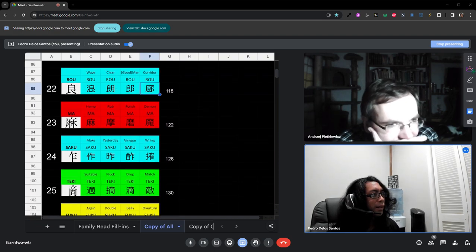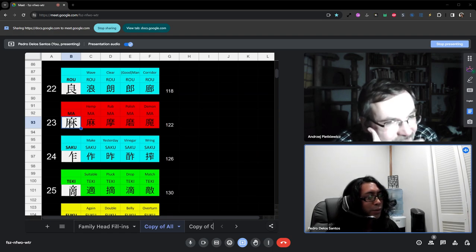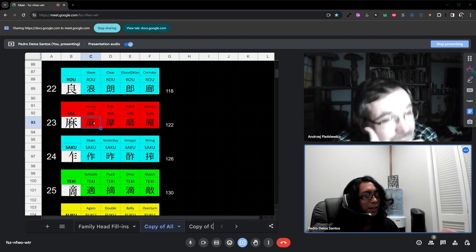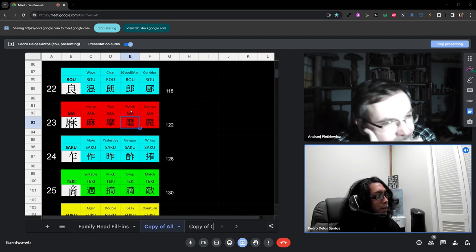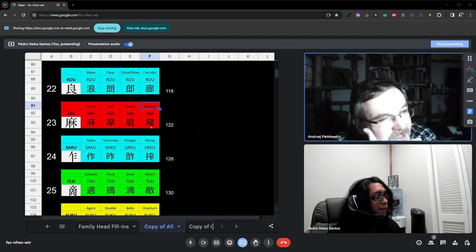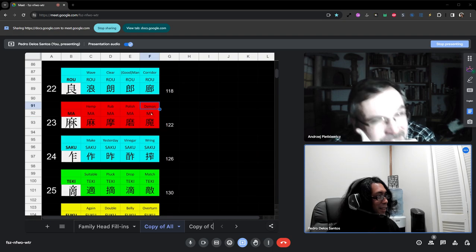So this here, we got two trees or two plants underneath the roof. This represents hemp that they would mass produce a long time ago. So when you have it with hand, this becomes rub. When you have it with rock, it becomes polish. And when you have it with the demon, this is the picture of demon, it is the same. Yes, that is correct. That is the ma.